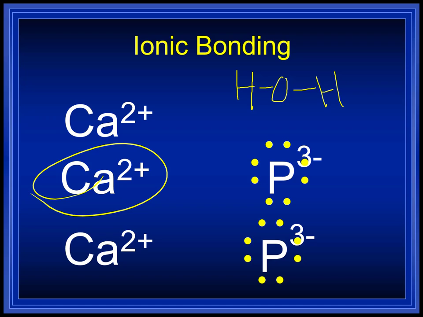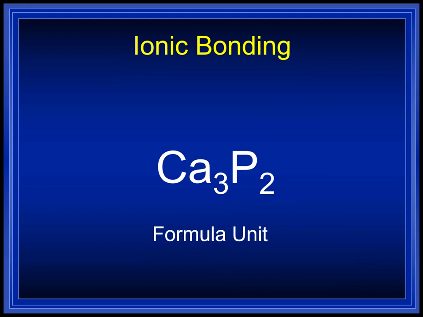And the formula unit for this would mean that I'd have 3 calciums and 2 phosphoruses. So it'd be Ca3P2. And we can figure that out just by following the dots. Okay? So it really is just the first 2 things we did put together, except everybody's got to end up looking like a noble gas.